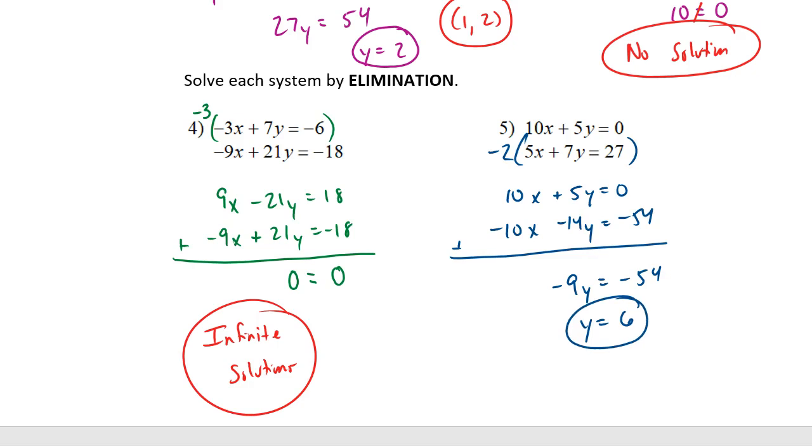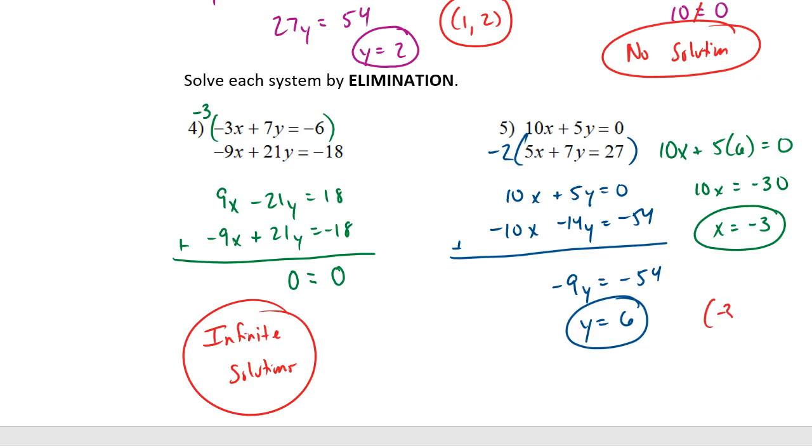So now I'm going to plug that into either equation. I'll just go ahead and do it in the first one. So we'll have 10x plus 5 times 6, which is 30, equals 0. If I subtract 30 from both sides, I'd get 10x equals negative 30. Divide by 10, I get x equals negative 3. So our answer here would be the coordinate negative 3, 6. Make sure you put those in the right order: x first, y second.